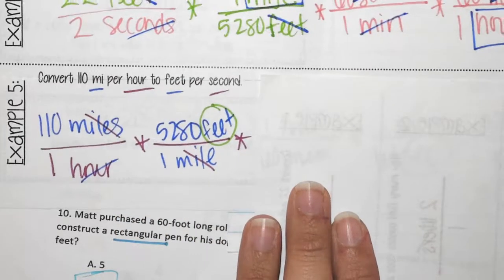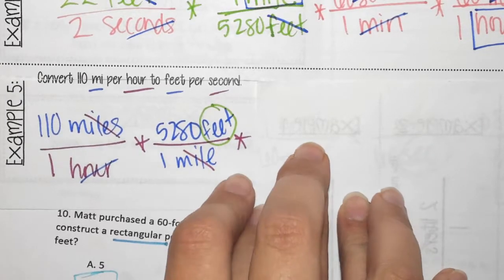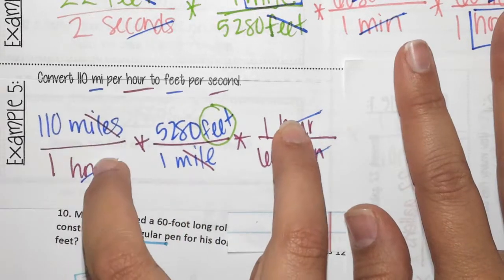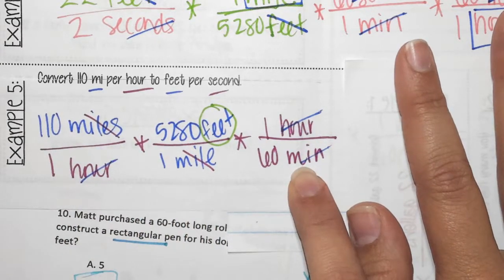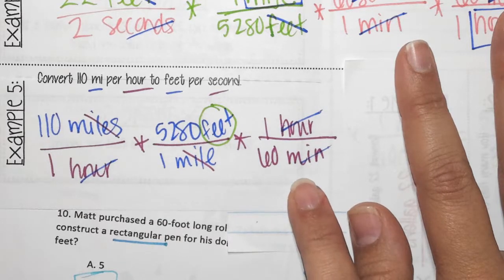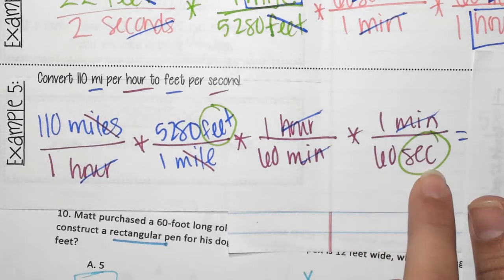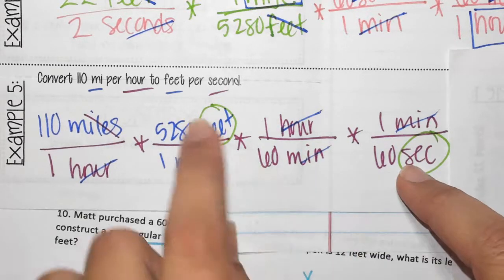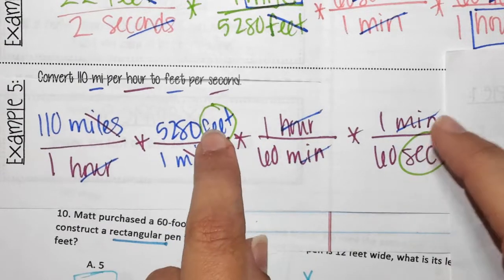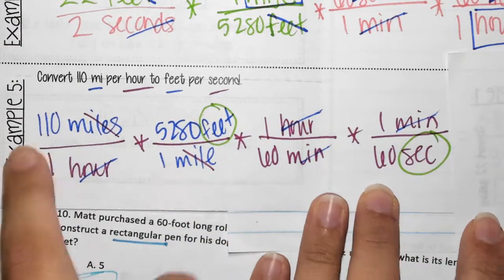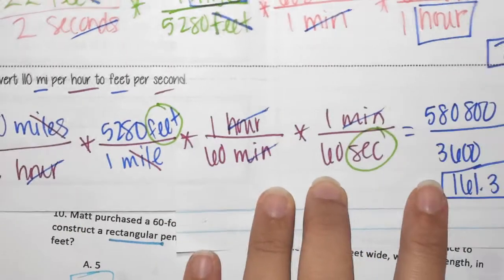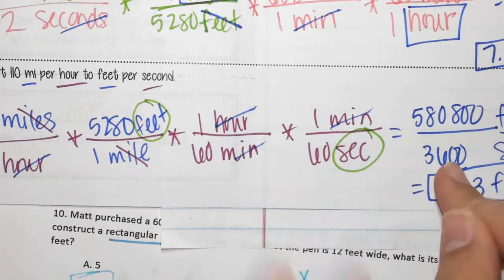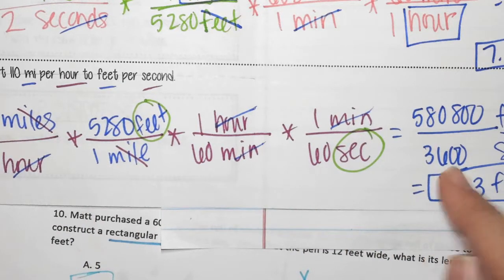Now we look at our hours. We're trying to go from hours to seconds. First, we have to convert it to minutes. How many minutes are in an hour? So we put 1 hour on top so that they can cancel and kill each other, and we put minute on bottom. Now we're trying to go from minutes to seconds. So we put minutes on top and 60 seconds on bottom. We are left with the units that we want, feet and seconds, so we stop. We multiply everything on the top, and we get 580,800. And we multiply everything together on the bottom, and we get 3,600. Then we divide.